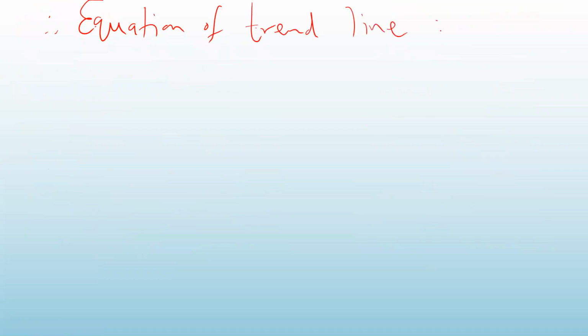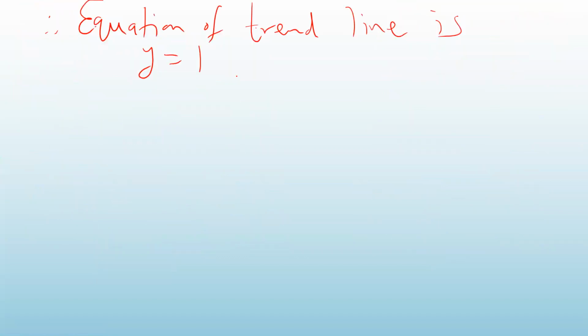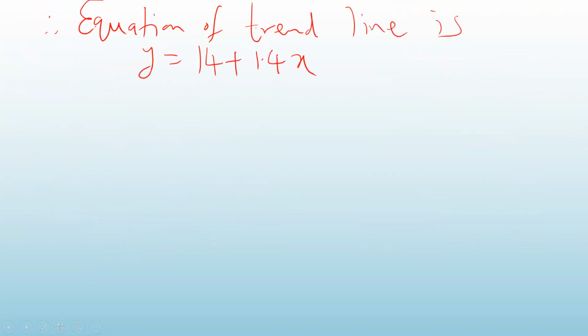So let us write that down. Therefore, the equation of trend line is y equal to a plus bx, correct? The value of a we got is 14, and b is 1.4. So y equal to 14 plus 1.4x. This we have got as the equation of trend line.